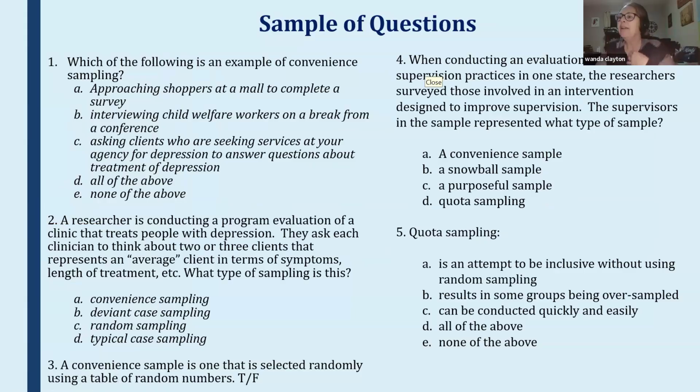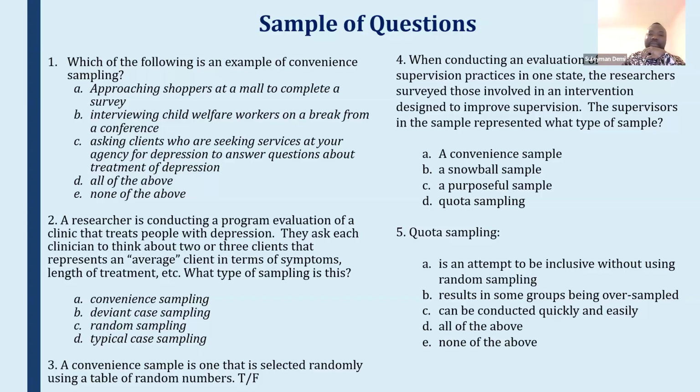I'll read it. Which of the following is an example of convenience sampling? The answers? A. Read all the possible answers. You have to read all of the above. D, all of the above. Because it depends on the setting you're in, and in each setting, that's the first available people you could have. Yeah. All of the above.